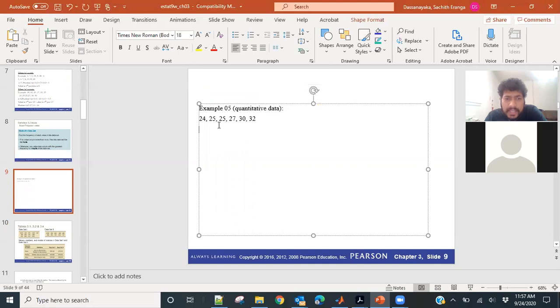It doesn't matter whether the data set is ordered or not. You just have to go through the data set values and check the frequency. I can see 25 repeats twice, other values just once. So here the mode is 25 because it has the highest frequency.